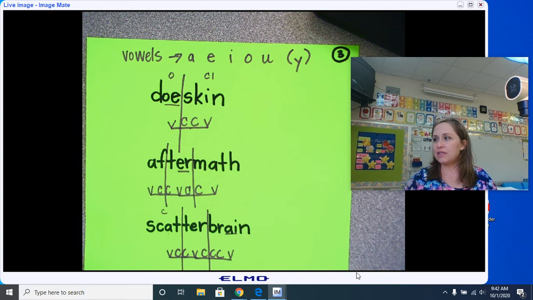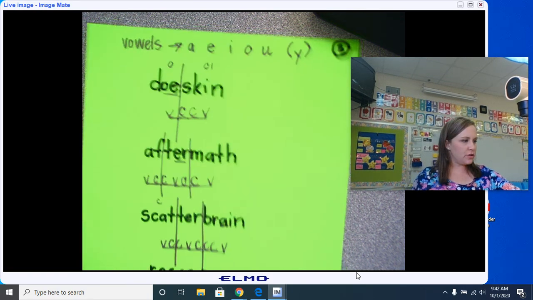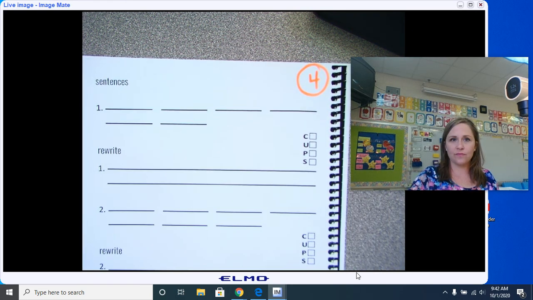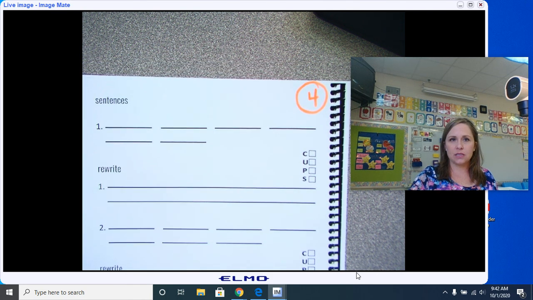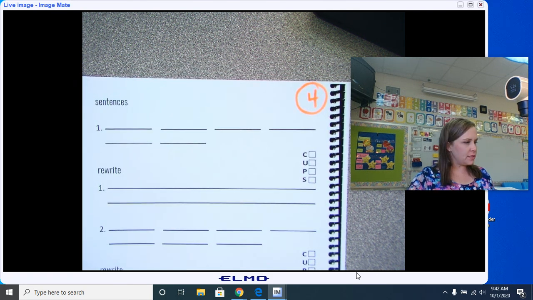We're moving into day 4. On day 4, what we're going to do is practice writing some sentences, okay? So you need a piece of paper. For day 4, we're going to write, looks like 1 or 2 sentences together.